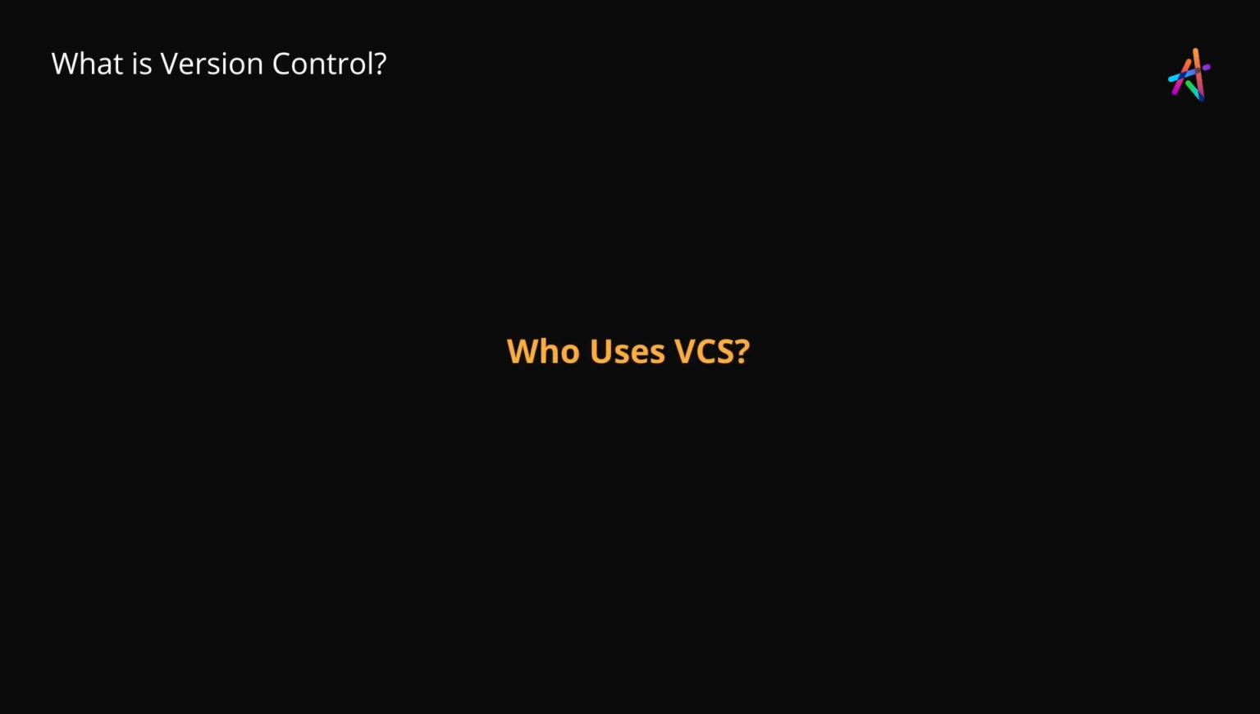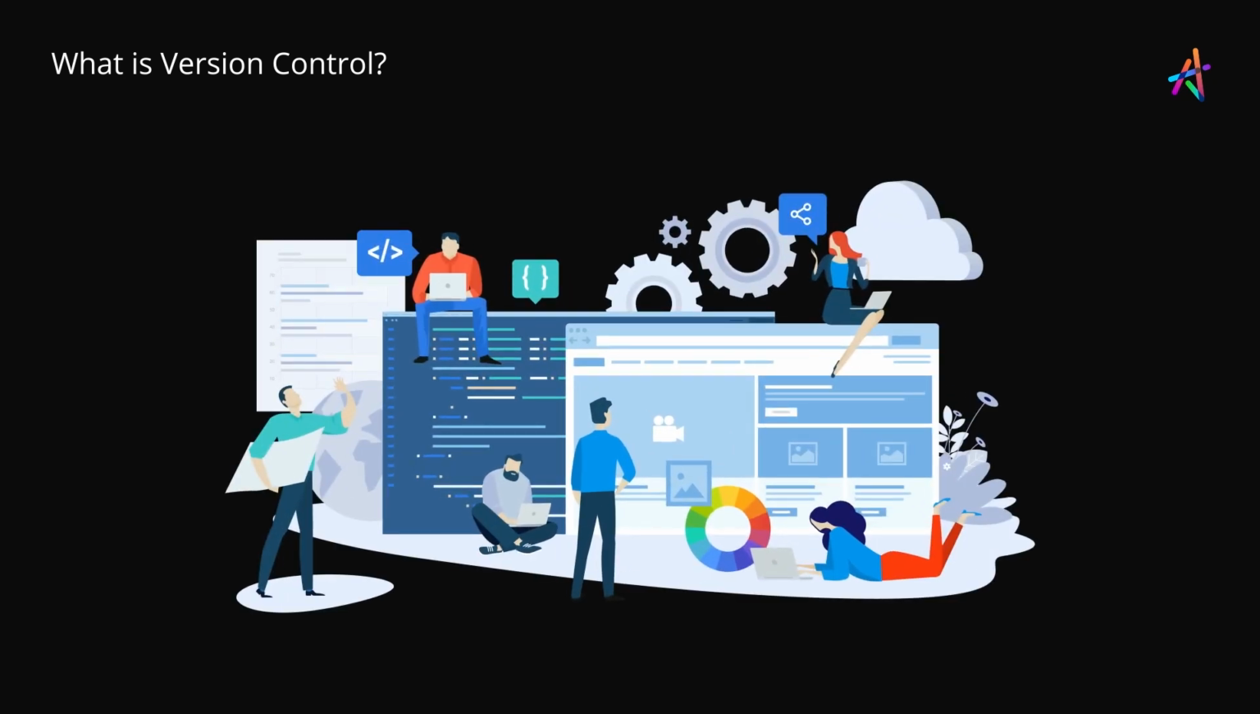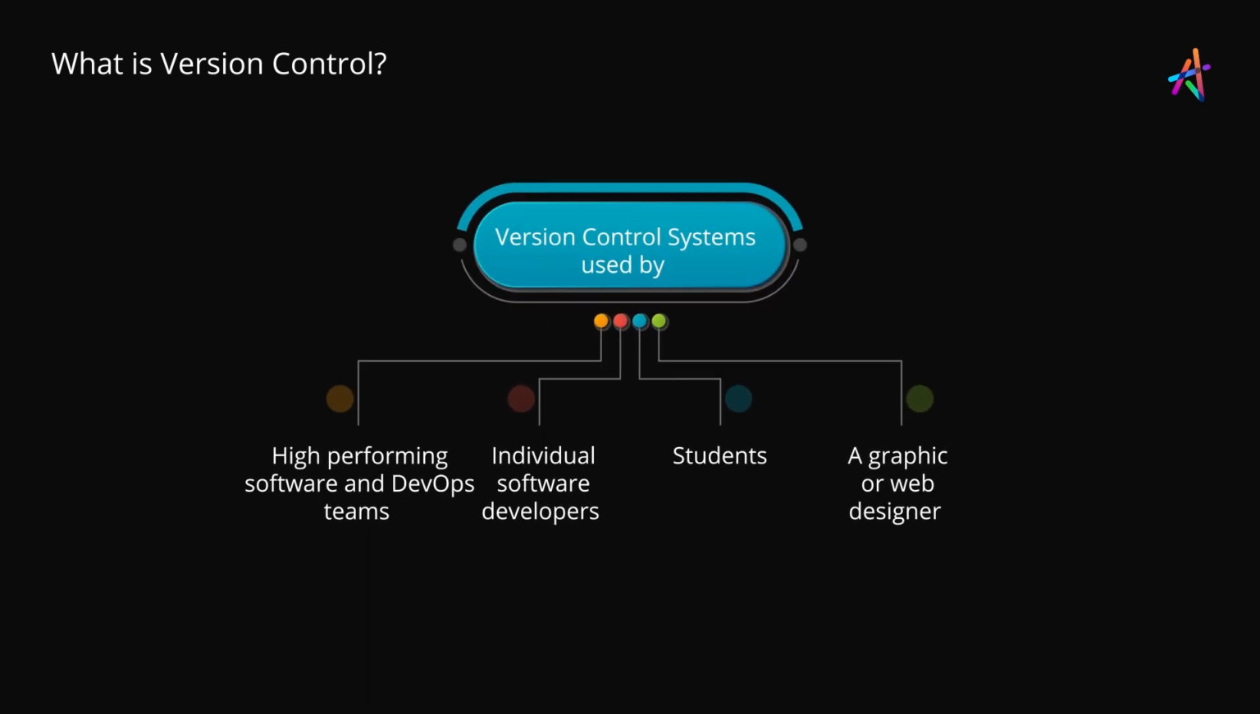Who uses version control? Version control systems are an essential part of a modern developer's professional life. High-performing software and DevOps teams use it as a best practice to manage their source code control. Individual software developers who understand the benefits of a capable version control system in their teams typically use it even for their small solo projects or even for their non-software projects.